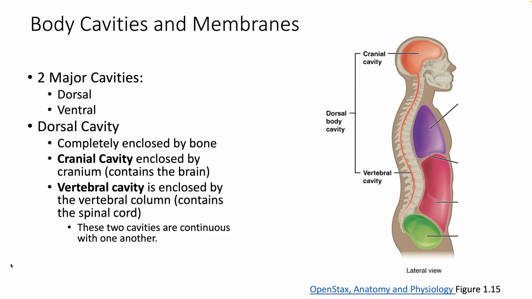We're going to start with the dorsal cavity. This one is completely enclosed by bone, and it can be subdivided into two cavities, the cranial cavity and the vertebral cavity. The cranial cavity is enclosed by the cranium. This is where our brain is housed. And the vertebral cavity is enclosed by the vertebral column. This is where the spinal cord is found. The cranial cavity and vertebral cavity are continuous with one another. So this is the dorsal body cavity, which can be subdivided into the cranial, which houses the brain, and the vertebral cavity, which houses the spinal cord.